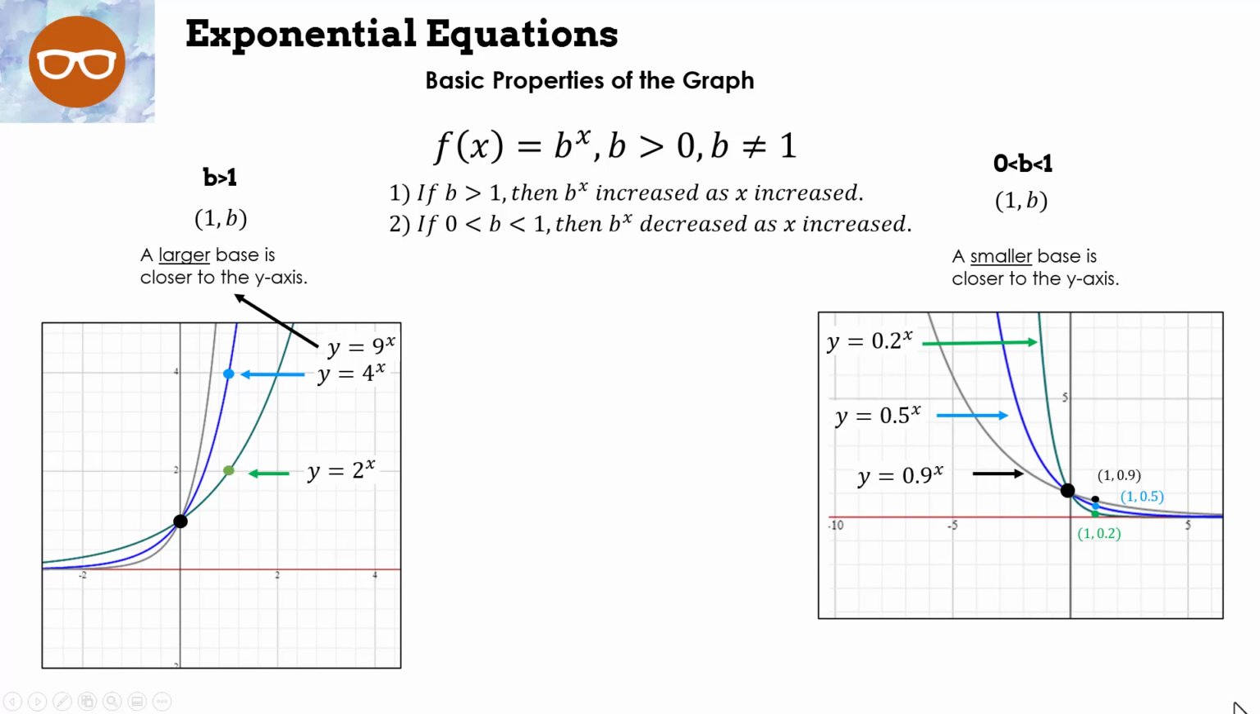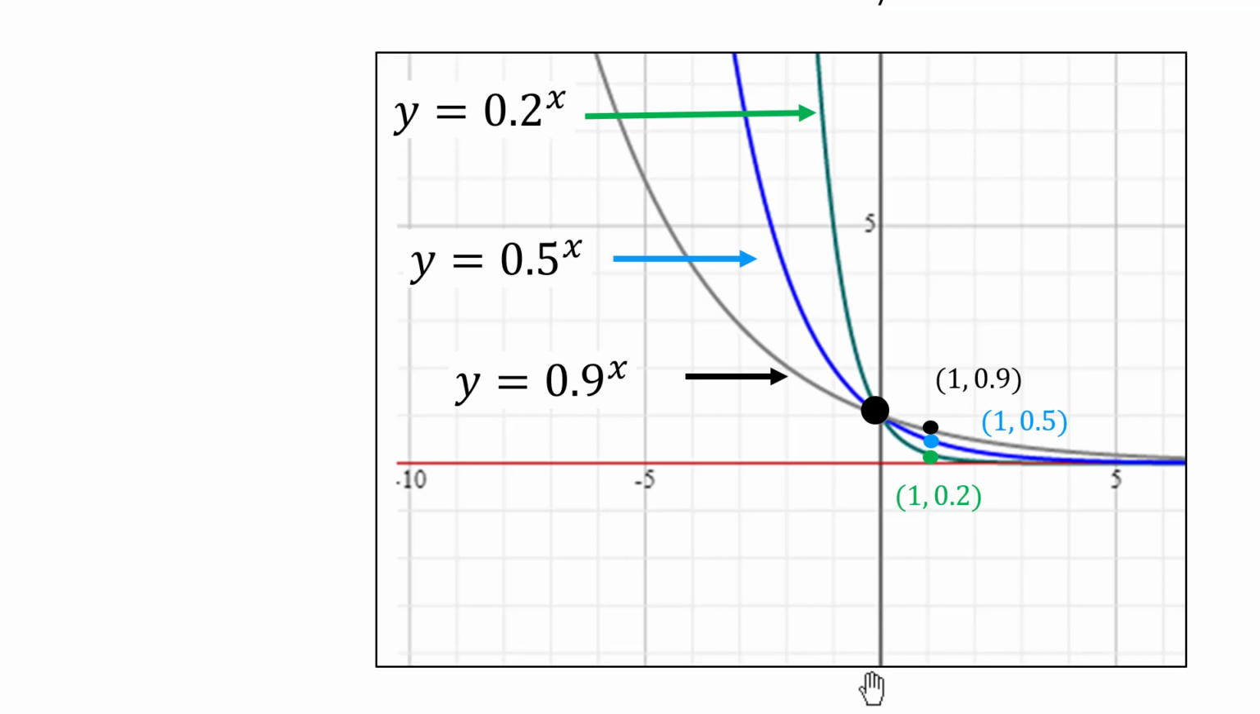Now when we get over to 0 less than b less than 1, we still have an ordered pair at (1, b). A smaller base is closer to the y-axis. Now this gets to be a little much, so I'm going to try to zoom in here. We have 3 graphs. y = 0.2^x, y = 0.5^x, and y = 0.9^x. When I look at my graph, I know that 0.2^x is going to have an ordered pair at (1, 0.2). That's going to be right here.